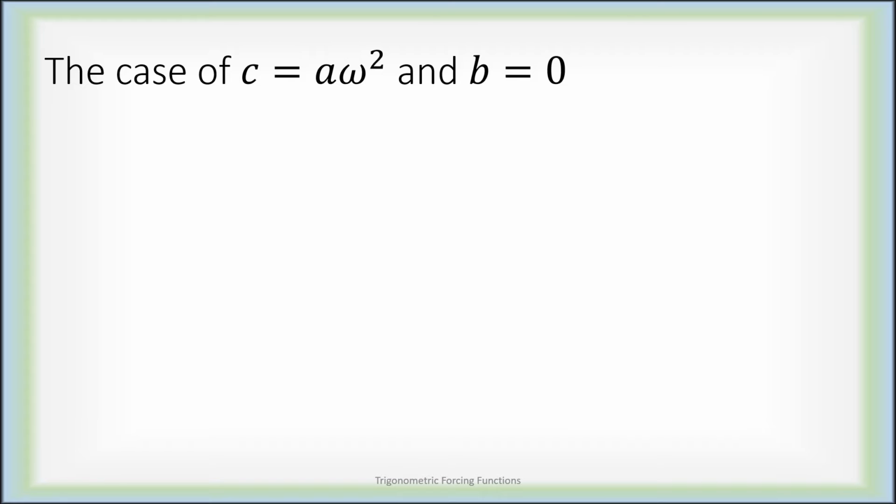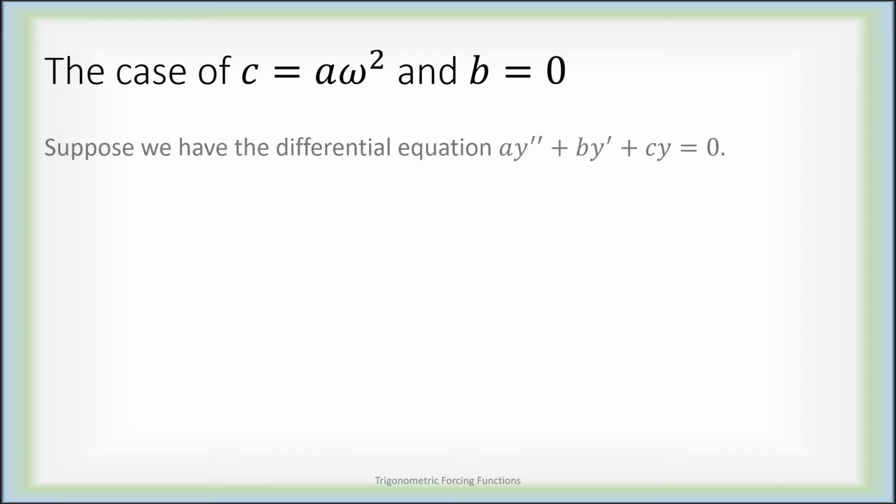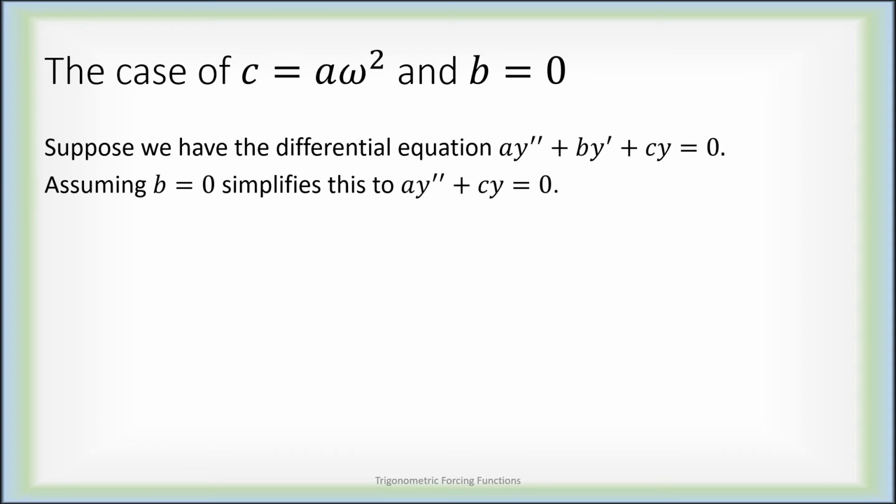So what do we do if c happens to equal a omega squared and b happens to equal 0? So we've got ay double prime plus by prime plus cy equals 0. Let's just consider the homogeneous case first. Assuming b is 0 reduces it quite simply to ay double prime plus cy equals 0.